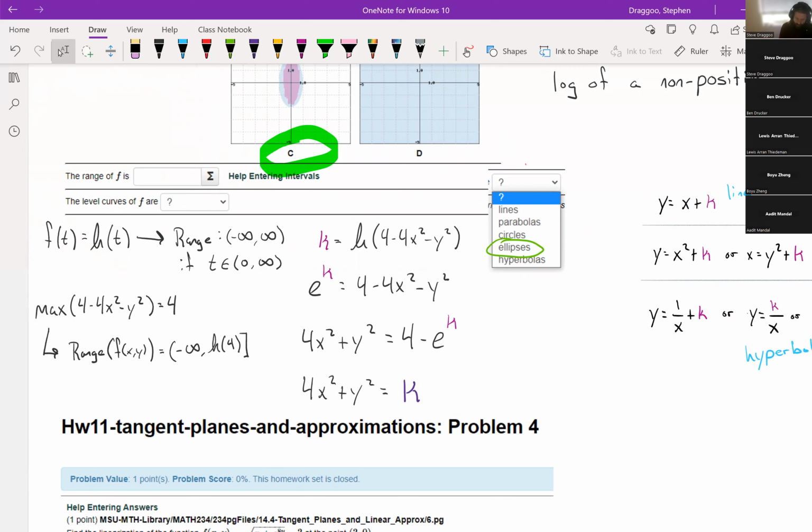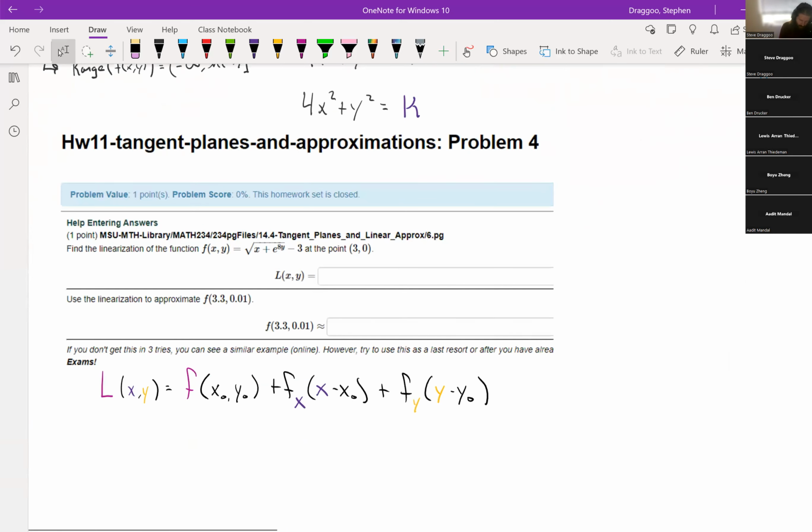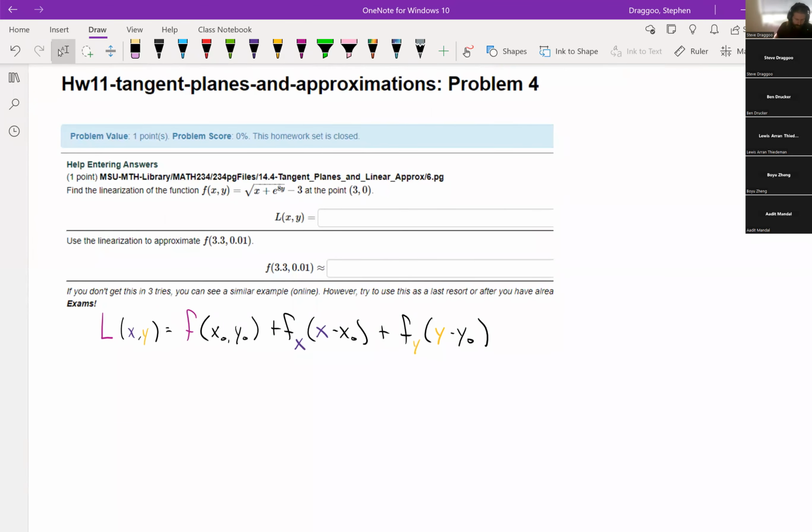Okay, moving on. Next one down, tangent planes and approximations. So we are going to try to find the linearization of a function. It's another function in terms of x and y at the point (3, 0). And then we're going to use that linearization to approximate a point that's really close to (3, 0).